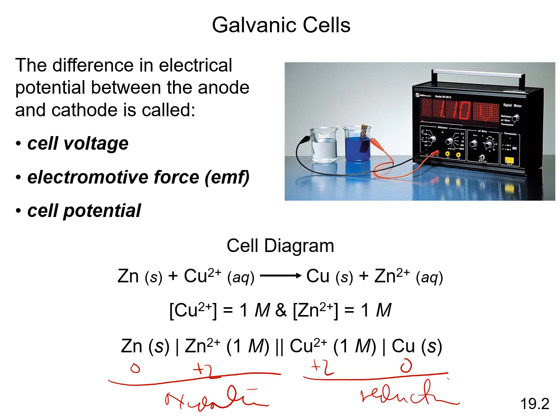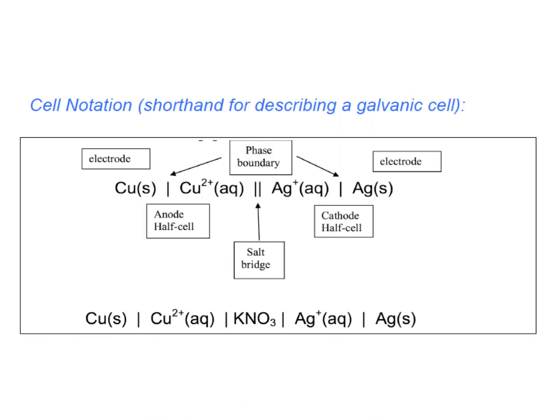Okay, so in other words, if you look at the two half cells, they are divided by this, 2 bars. Okay, and then the substances in the reaction are divided by a single bar. So for oxidation, zinc solid to zinc 2 plus. For reduction, copper 2 plus to copper solid. So again, as a summary, the cell notation is just a shorthand for describing a galvanic cell.